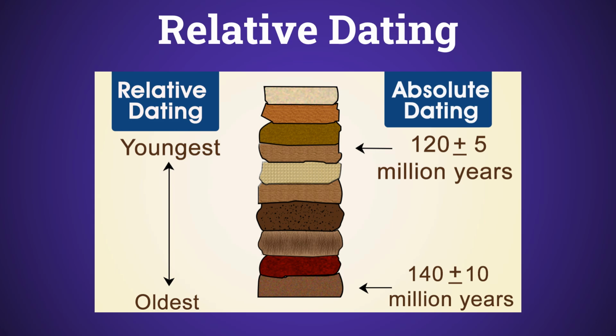Relative dating is another method used to age rocks and fossils. This method tells scientists the order in which events happen. It does not tell us the age of the sample.